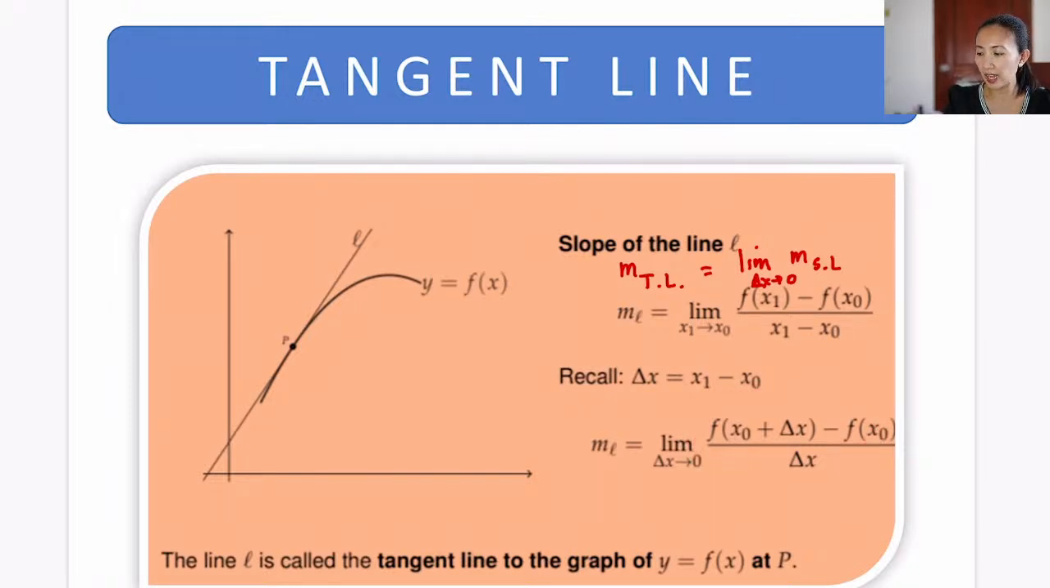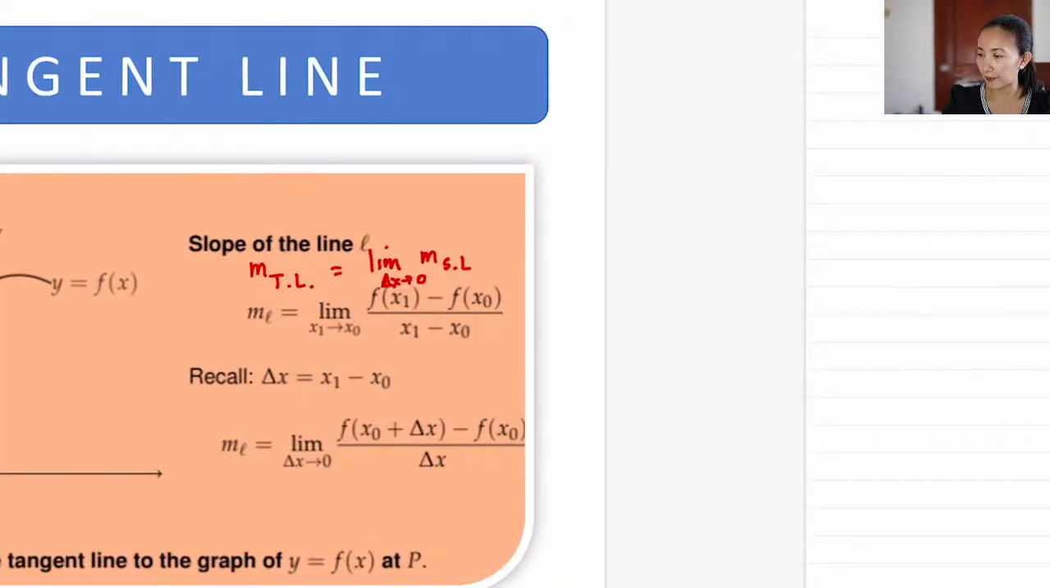The line L is called the tangent line to the graph of the function at point P. Okay? At point P. So, that's it, the slope of the tangent line, using the limit of the slope of the secant line.